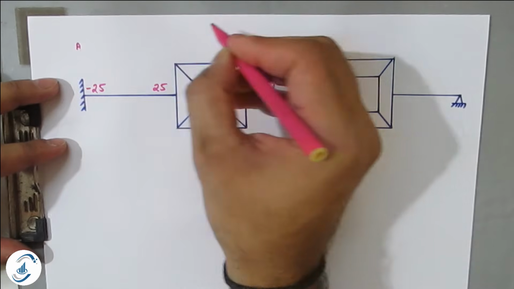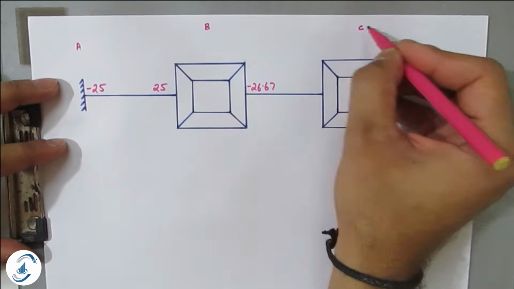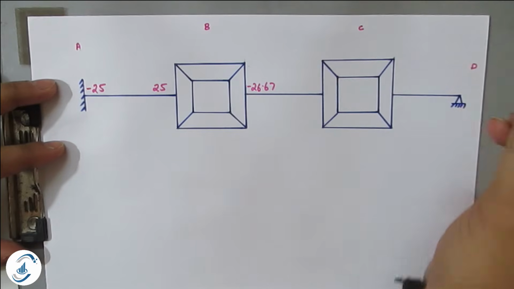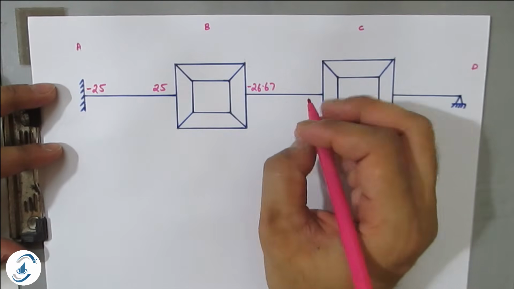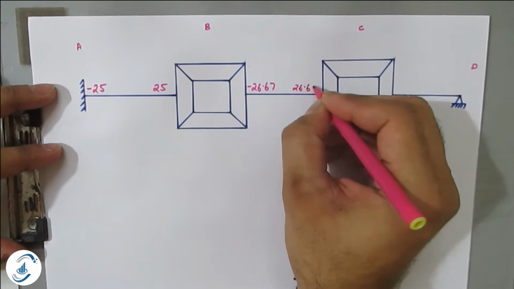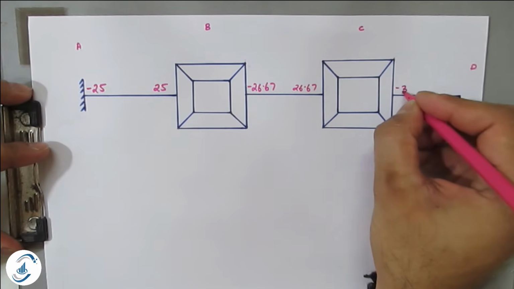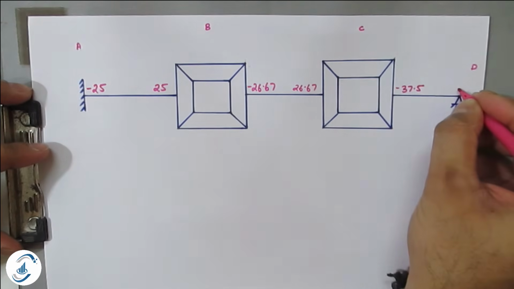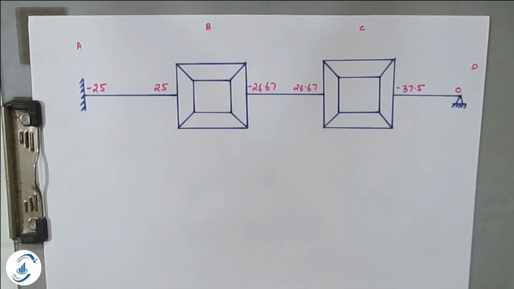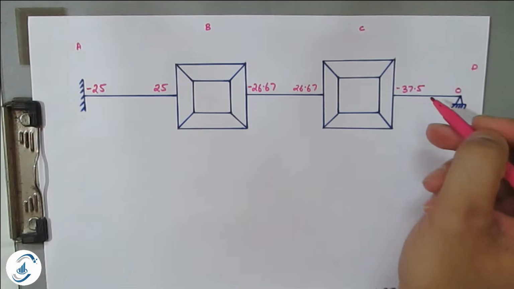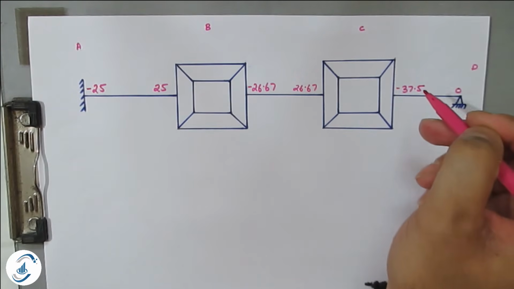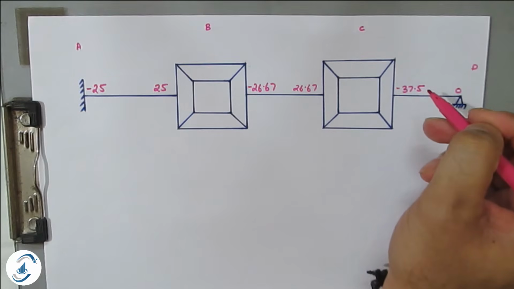For clearance, I'll write down here, this is A, this is B, this is C, and this is D. So MFCB was positive 26.67. Now MFCD, the new value you have to write down, that is minus 37.5, and this will be 0 MFDC. Okay, so don't write the old MFCD value here. The new value which we have done with modification, you have to write down.